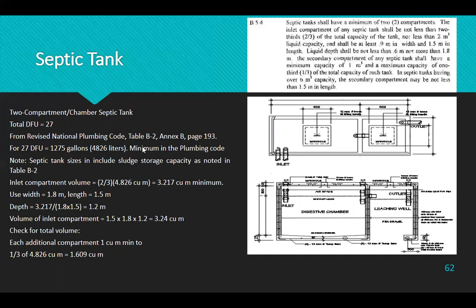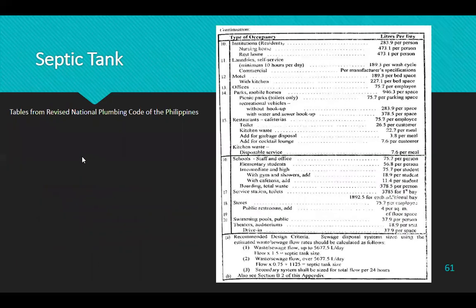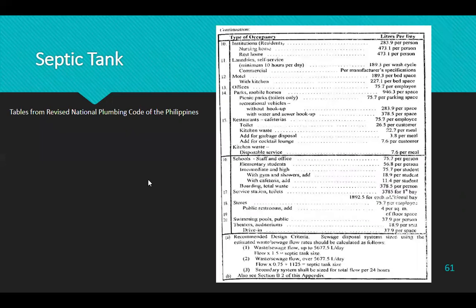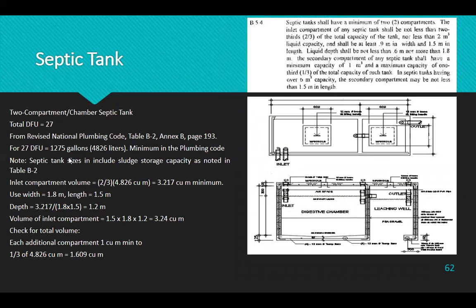Example, for 2 compartment or chamber septic tank. Example is ang DFU total mo is 27. From Revised National Plumbing Code, Table B2 Annex P27, 183. 27 DFU, so if interpolate mo, lalabas is ilang gallons? 1,275 gallons or 4,826 liters. Minimum in the plumbing code. No septic tank sizes. Sinulat ko lang yung notes doon.